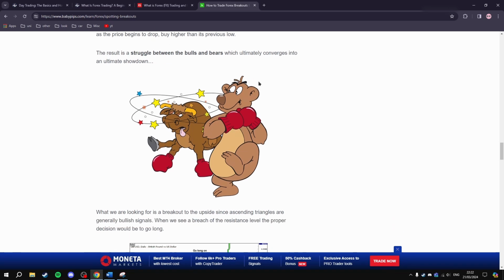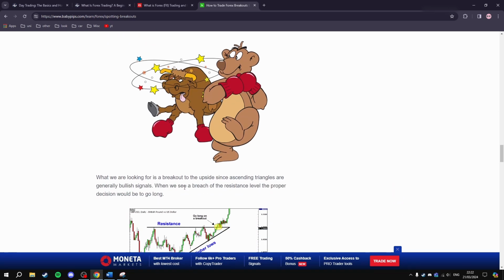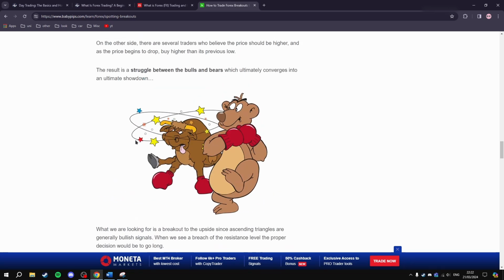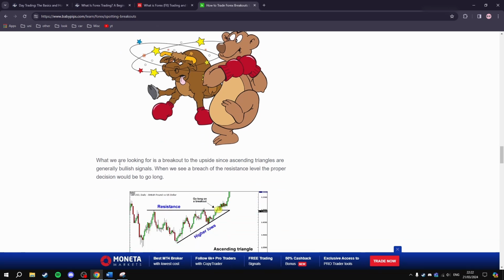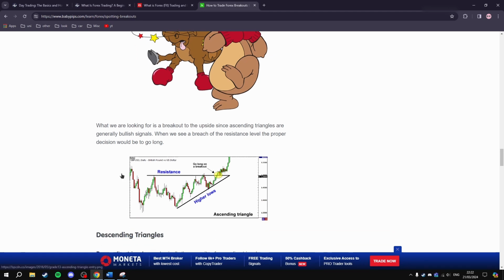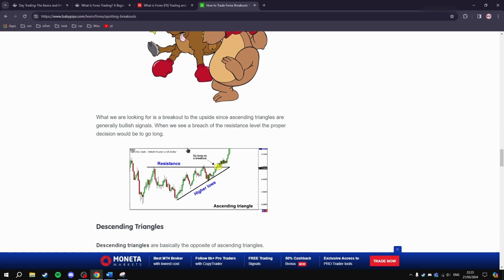Which converges to the ultimate showdown. What we're looking for is a breakout to the upside, since ascending triangles are generally bullish signals. When we see a breach of the resistance level, the proper decision would be to go long.